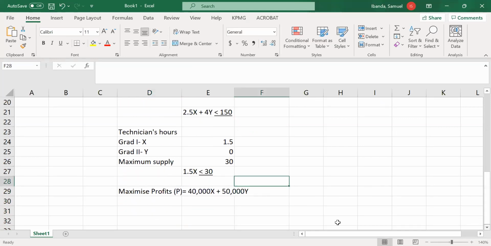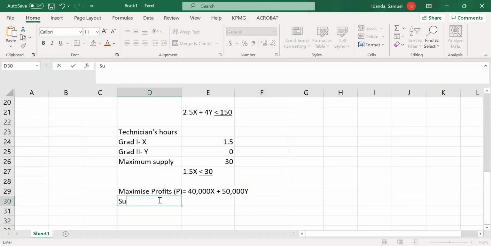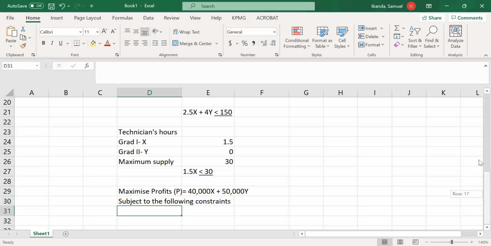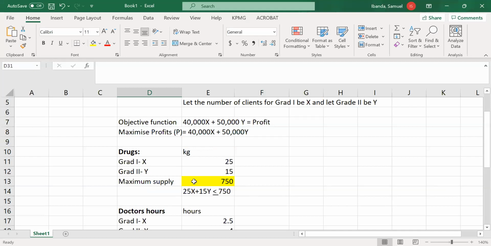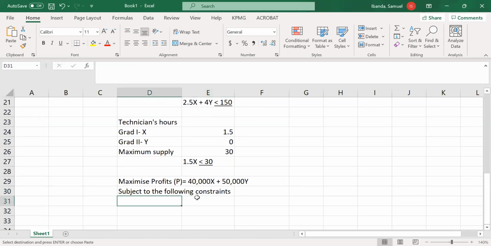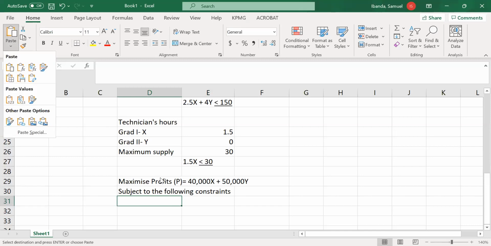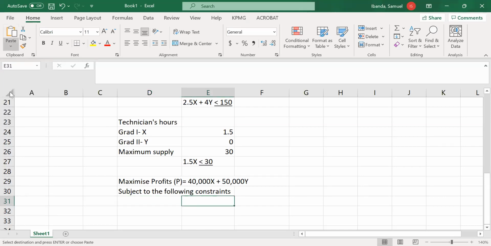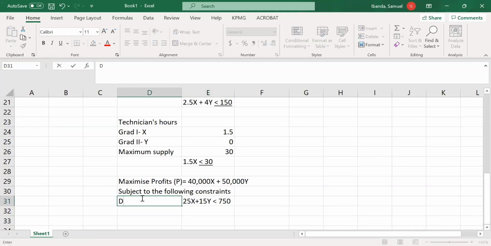Okay. But this is subject to the following constraints. So the first constraint is this. That is the first constraint, and this is for drugs. So here I'm just trying to summarize. Drugs.